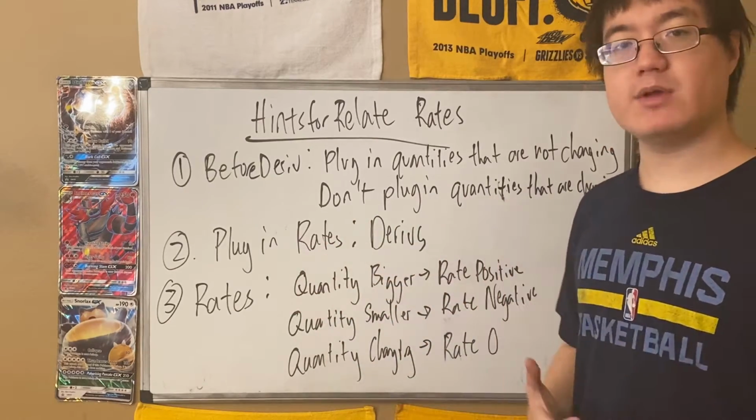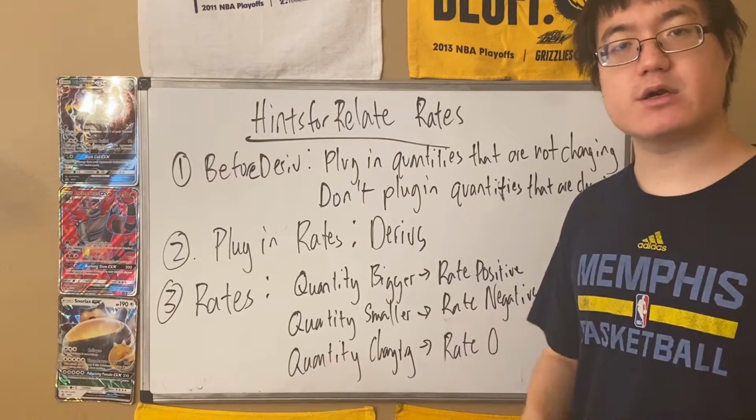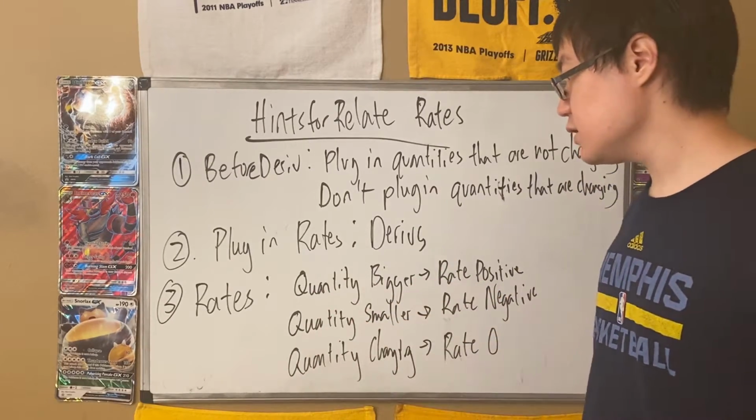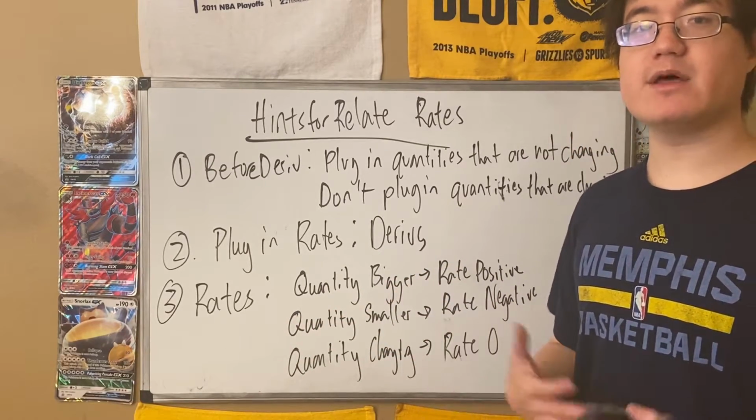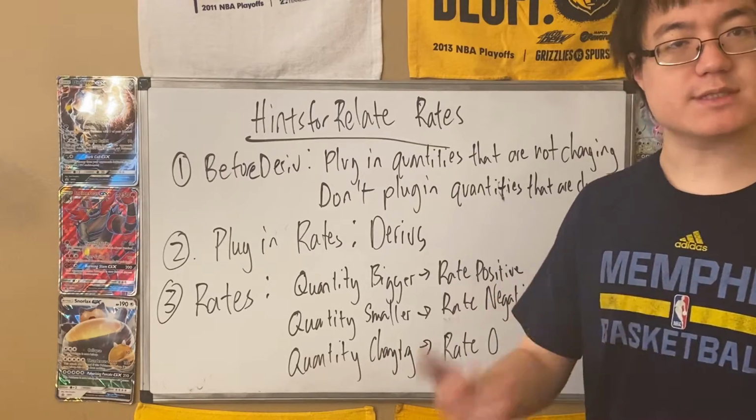Another hint is that anytime you have a rate, that's going to go into derivatives. Things that are not rates are going to be in the not derivatives. Finally, when you're dealing with rates, this is probably the biggest error. Just keep in mind that the sign of the rate is very important, or the sign of the derivative.